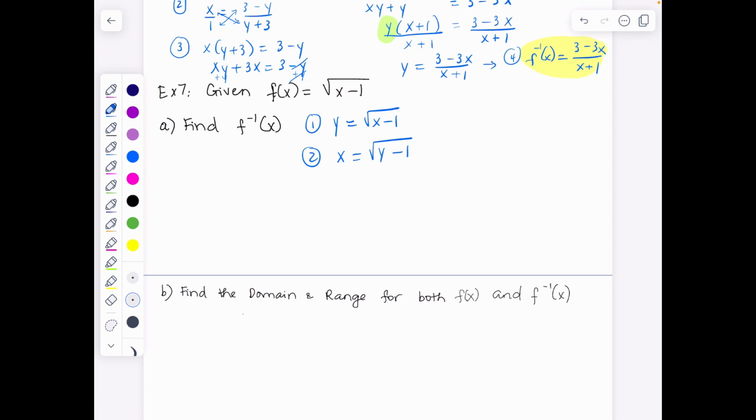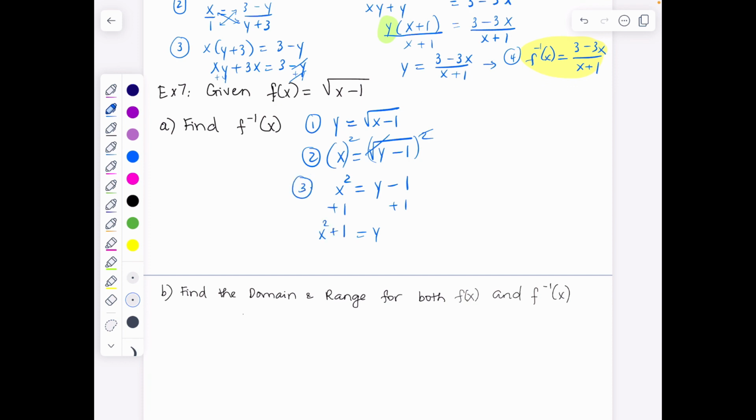Okay, so y is currently trapped inside of a square root. To let it come out, I'm going to square both sides to break that square root. So on this side, I'll have x squared is equal to square root and the square should cancel. So you have y minus 1 here. And then to get y by itself, I just have to add 1 to both sides. So y is equal to x squared plus 1.